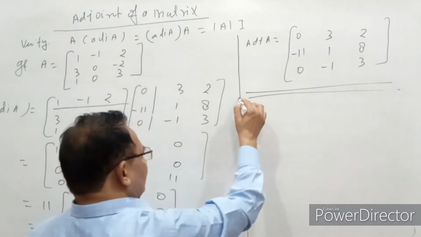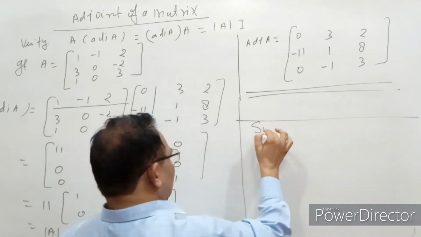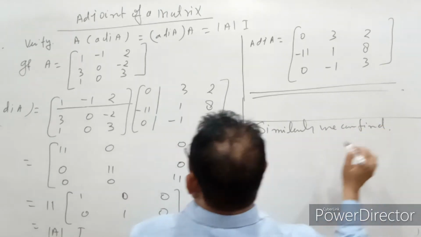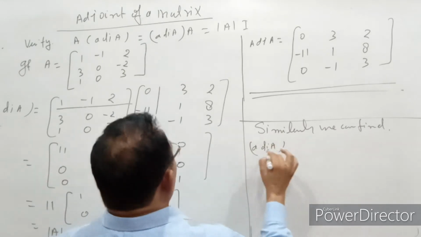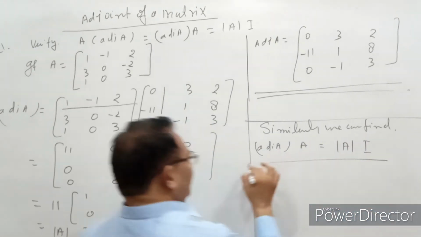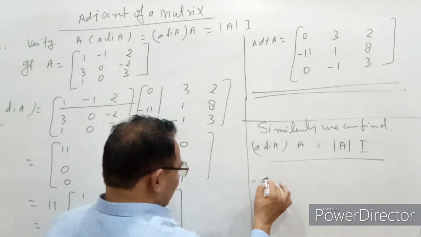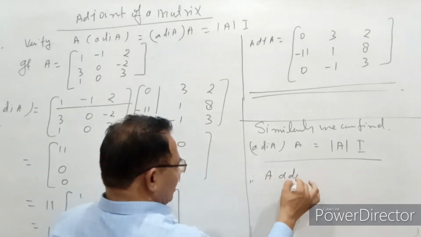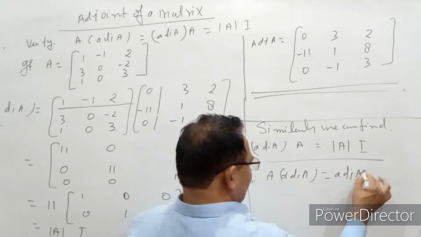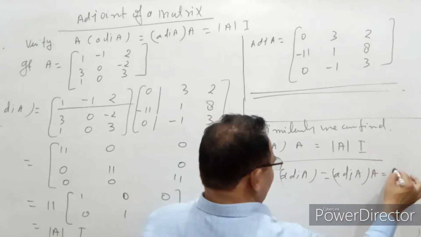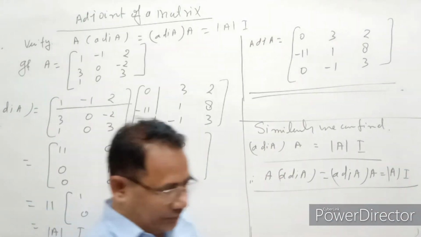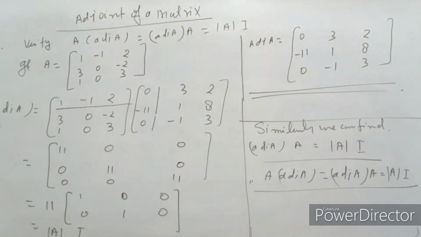नाउ सिमिलरली वी कैन फाइंड, हम निकाल सकते हैं एडजॉइंट ऑफ ए इंटू ए, इट ऑल्सो वी गेट डेट ए इंटू आई और therefore we can see that for every square matrix A, A into adjoint of A is equal to adjoint of A into A should be equal to det A into I. It is true for every matrix और इसका हमने आर्टिकल भी आपको प्रूव कराया था.